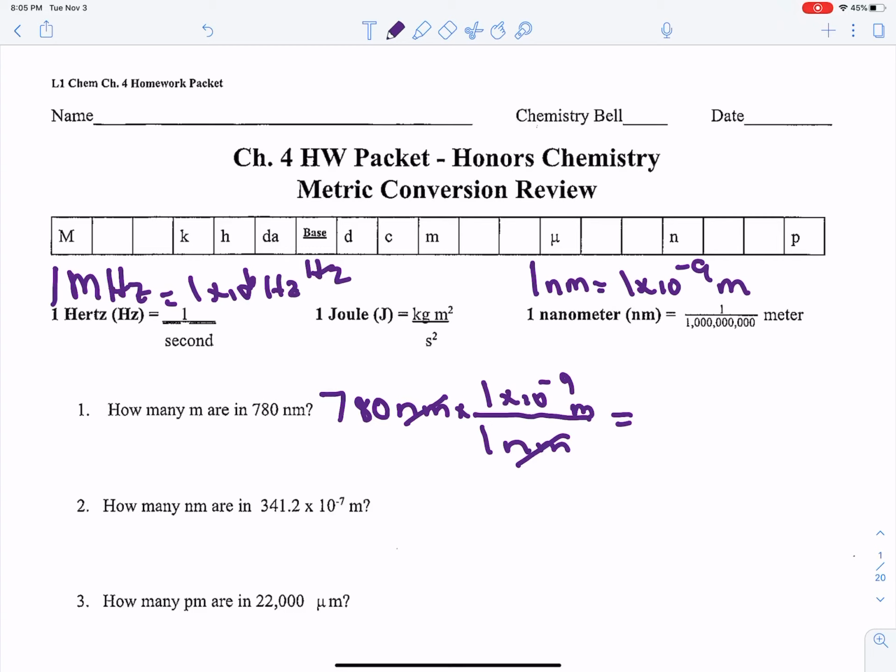So if I take 780 times 1 double E to the negative 9, that means I have 7.8 times 10 to the negative 7 meters. That is how many meters are in 780 nanometers. So, same thing as before, number 2, use the same conversion factor.